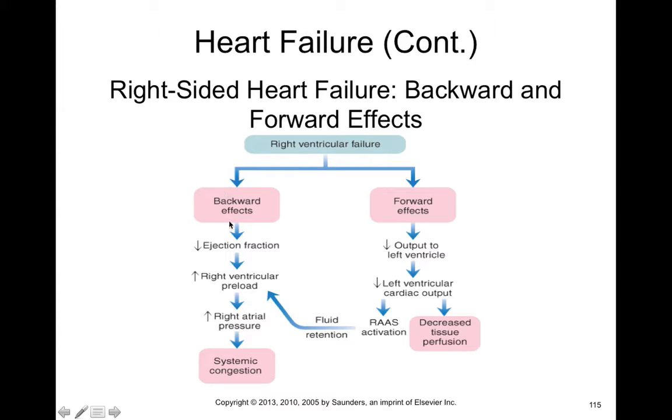Now, in terms of some of the backwards effects of right ventricular failure, what we find is that due to a decrease in ejection fraction from the right ventricle, we see right ventricular preload, or blood backing up in the right ventricle, which causes blood to back up in the right atrium, which then causes blood to back up throughout systemic veins, and that leads to all the signs and symptoms we talked about earlier, like jugular vein distension and hepatosplenomegaly and ascites, as well as systemic edema.